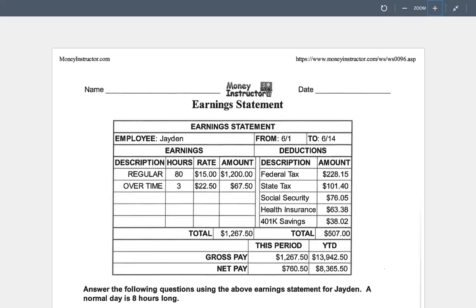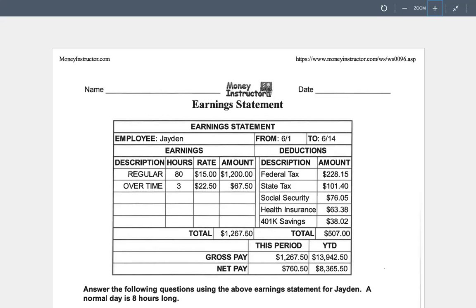In that column, it shows you how much he got paid for his regular hours. So for his 80 hours he worked, times the $15 an hour that he earned, he made $1,200. So for those 80 hours, he got paid $15 an hour and he got $1,200.